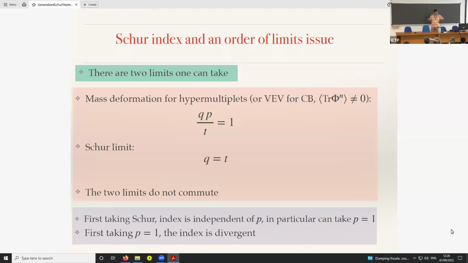Okay, so there is no real puzzle here, but there is a feature of the Schur index. Again, it goes back to the fact that the Schur index doesn't depend really on P. Okay, is this clear?